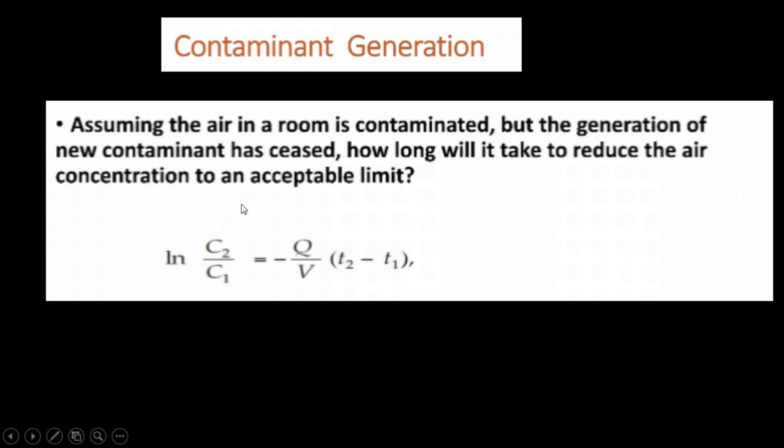For example, if we know C2, C1, Q, and B, and we have stopped the operation at 11 o'clock, then we can calculate how much time it will need to get from 200 ppm to 100 ppm concentration. For example, it will take 60 minutes to decrease the concentration from 200 ppm to 100 ppm, and we can calculate this time from the formula.